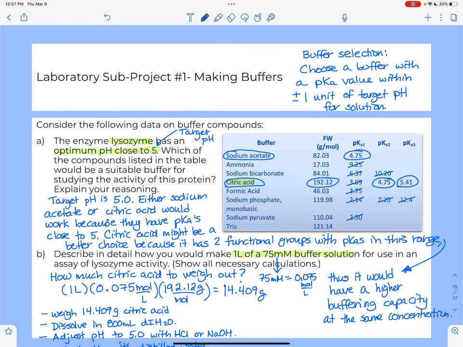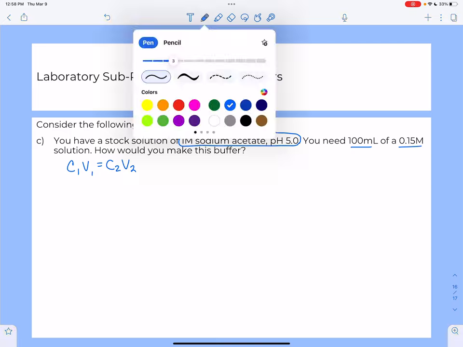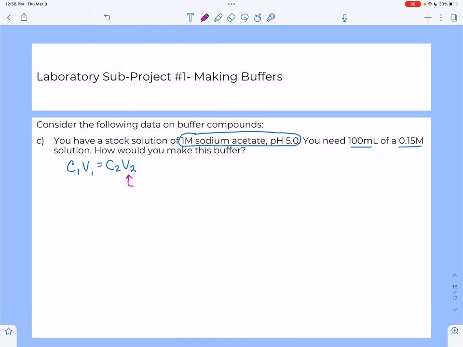Okay. We also make buffers by diluting things. Okay. So here we are. We have a stock solution of sodium acetate pH 5. So if we had that in the lab, we could just dilute it. So we need 100 mils of a 0.15 molar solution. So how would we make it? So this is where we do C1V1 equals C2V2. Okay. And in this case, we need to know what volume to use.